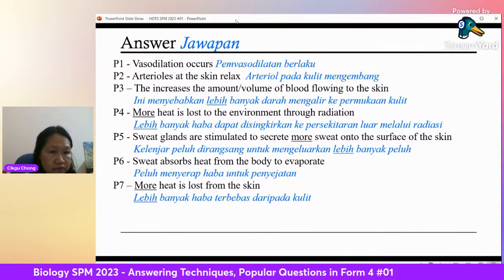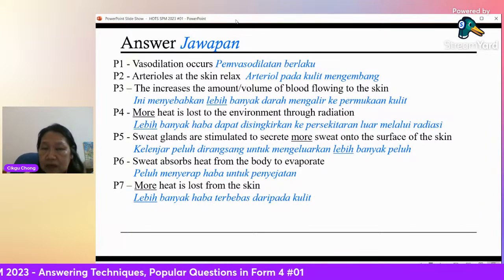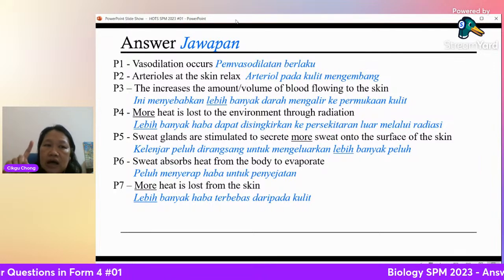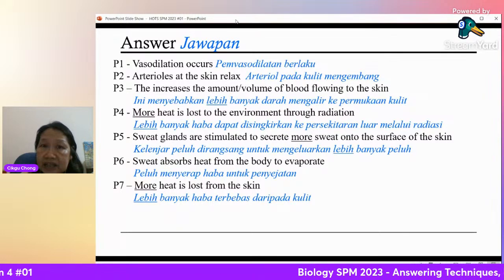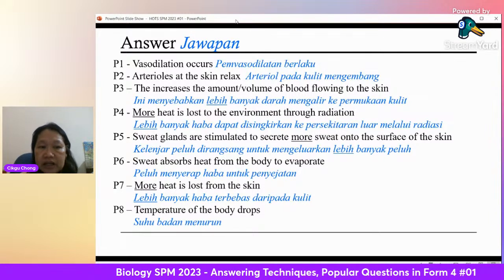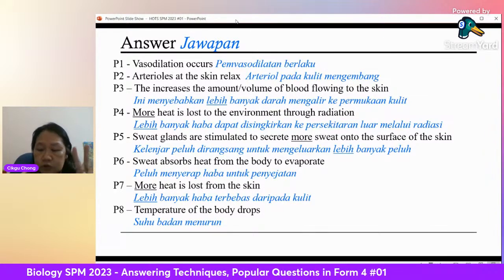Okay, so not yet finished. This is only 2 mechanisms. There are actually 4 mechanisms. So you talk about vasodilation, and you talk about the sweat glands being stimulated more to produce sweat. Okay, next. The body temperature drops. All these mechanisms, 2 only.